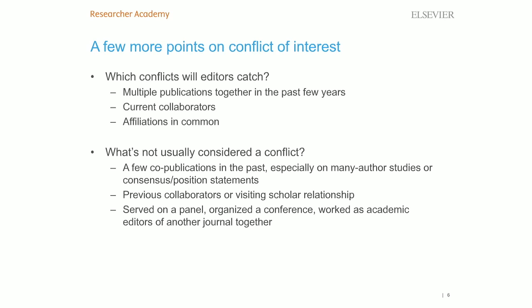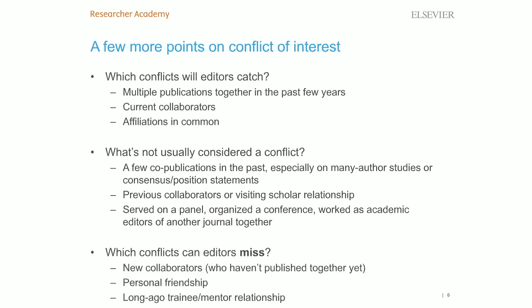But there are some important sources of conflict that the editor usually cannot catch. If you're starting a new collaboration, you haven't published together yet, it's hard for me to know about that. If you're personally friends or if you're married to each other, I might not understand that. And so if I accidentally invite somebody's spouse to review, I really, really hope that they tell me I can't do it because I'm too close to this person. And finally, if you had a long ago mentor-trainee relationship, I'm usually not digging into your publication history decades ago. And so if you postdoc in somebody's lab in 2002, and I invite you to review their paper, I don't necessarily know that, but it would really help me if you're forthcoming about that relationship.